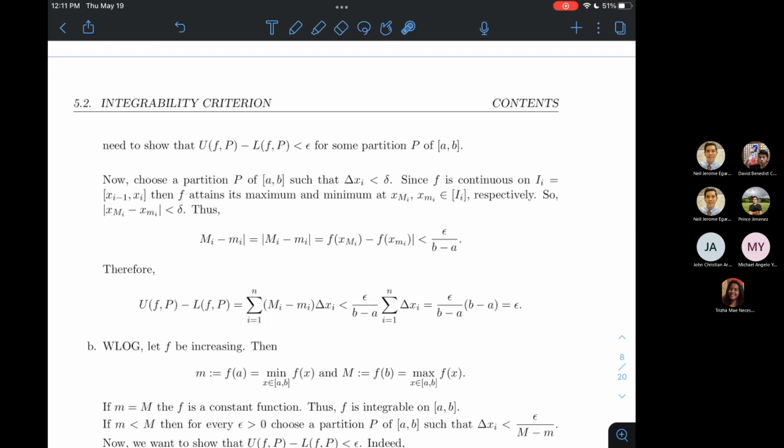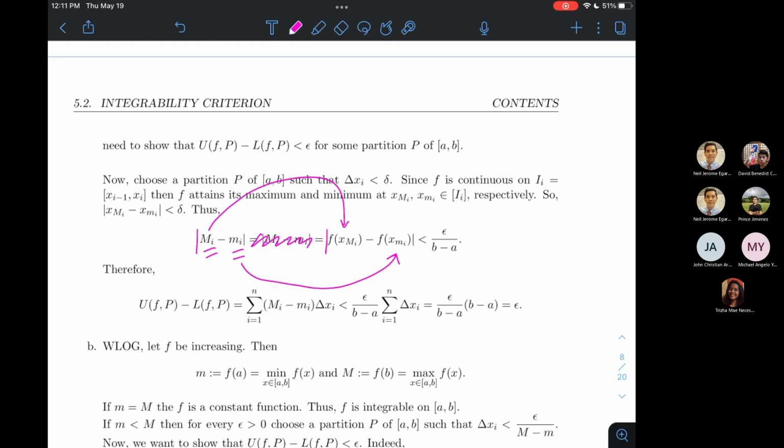Hindi, sige, keep ko na to. So, ito yung maximum sa ith subinterval. Ito yung minimum sa ith subinterval. Pero, wala na to dapat. Tapos ito ay pwede kong isulat na f of x sub capital M sub i. Ito ay pwede kong isulat na f of x sub little m sub i.